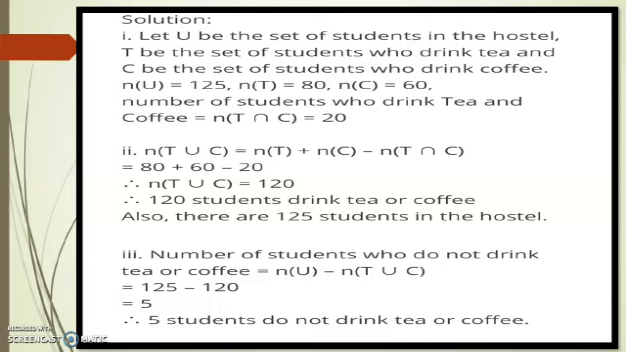Number of elements in T union C equals number of elements in T plus number of elements in C minus number of elements in T intersection C, which is equal to 80 plus 60 minus 20. Therefore, number of elements in T union C is equal to 120. 120 students drink tea or coffee. Out of 125 students in the hostel, 120 students drink tea or coffee. Number of students who do not drink tea or coffee is equal to 125 minus 120, which is equal to 5. So 5 students do not drink tea or coffee.